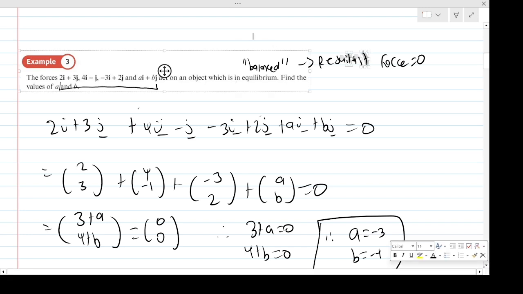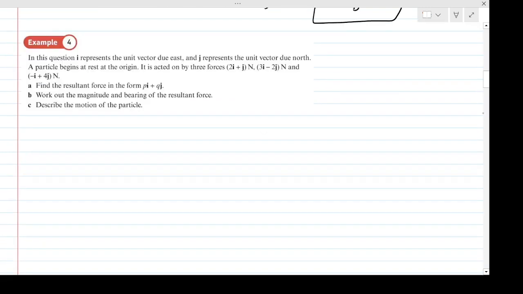Okay. Let's have a look at this question here. So here we're told a particle begins. Oh, okay. It says this a little bit first. It says in this question, i is the unit vector due east, and j represents the unit vector due north. Sometimes I do say that.